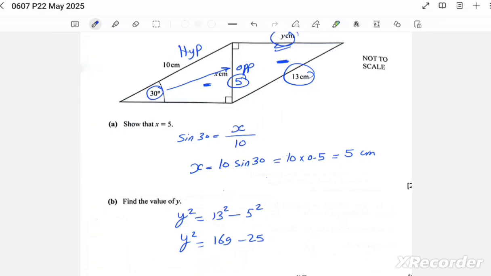So let's find this one. This one is 169 minus 25, which is 144. So you should know the square root of 144. So y equals the square root of 144, which is 12. Of course, here I'm taking the positive value because we know the length is positive anyway. So the answer is 12.